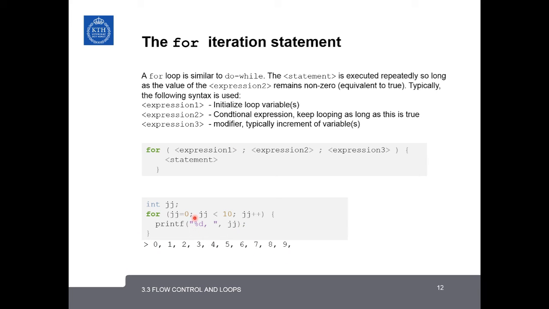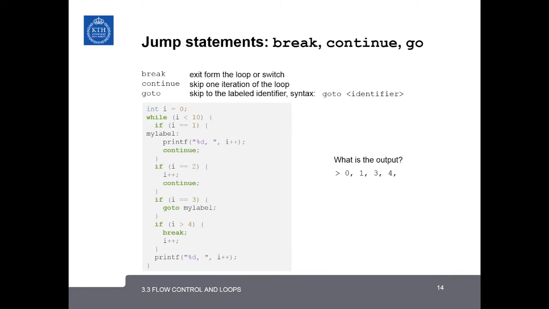It's important to pay attention to the syntax. You need the semicolons between each of these three statements in the for statement in order for it to evaluate properly. Lastly, we have a few other statements which can be used for flow control within the other flow control statements, like the switch or the for or the while loops. First, we have break, which allows you to exit from a loop or a switch. Next, you have continue, which lets you skip one iteration of the loop.